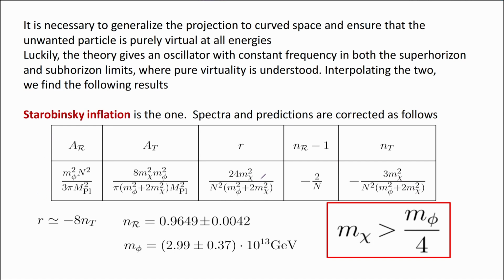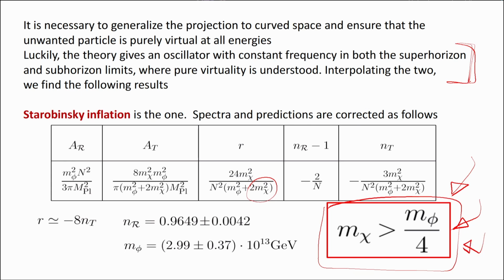These are the formulas corrected by the mass m chi and this bound, because as I told you, you have to check that your purely virtual particle is indeed purely virtual up to the ultraviolet, but that's not true in general. It's true only if this condition applies. And this is the key condition for the prediction.